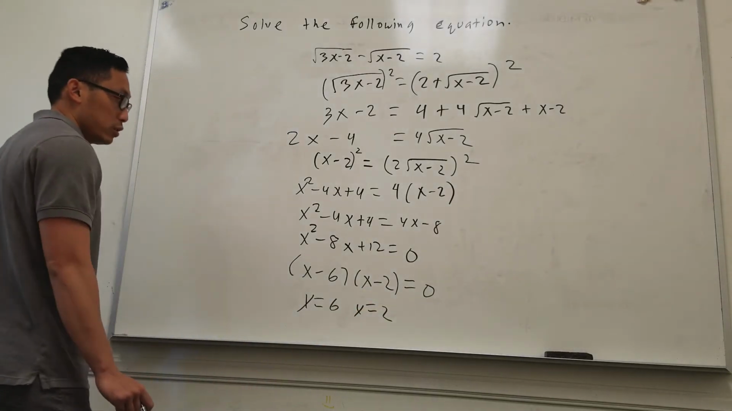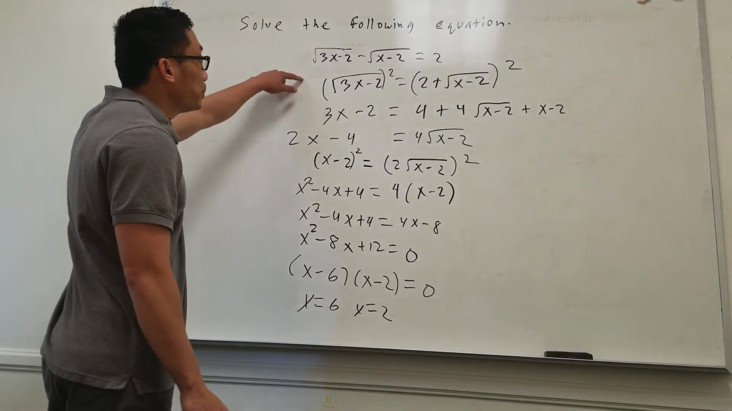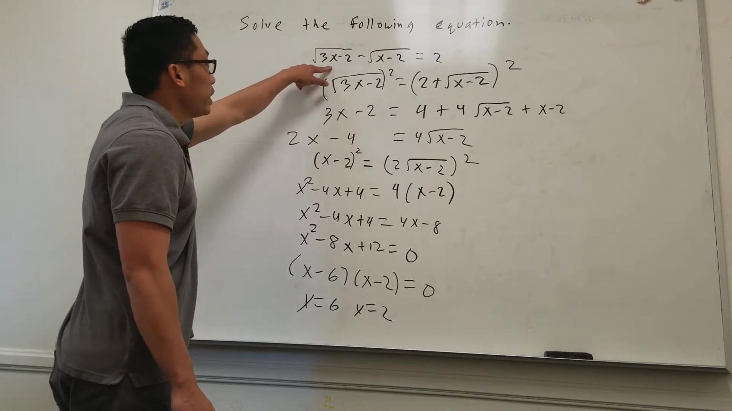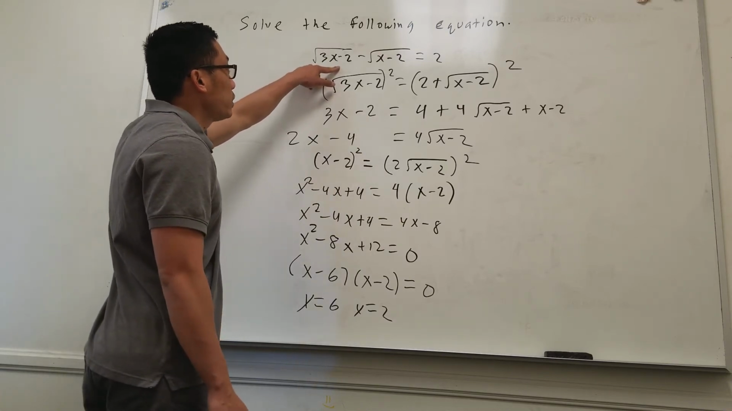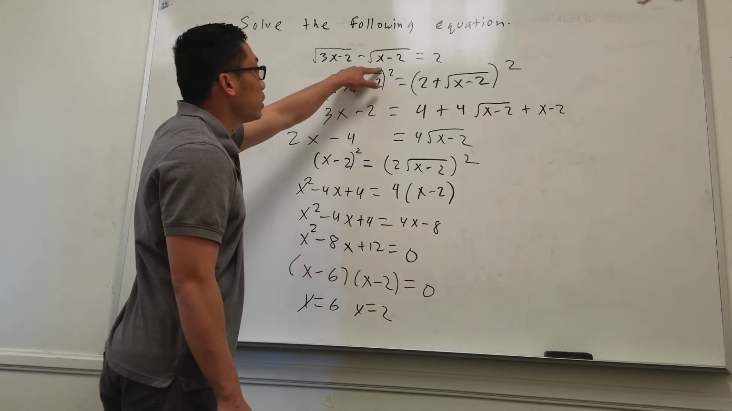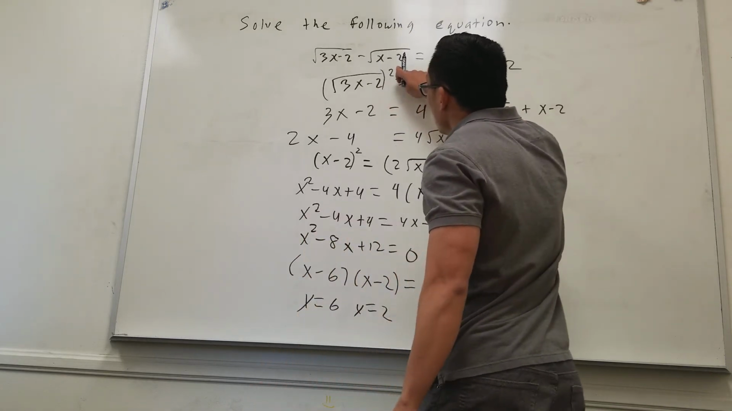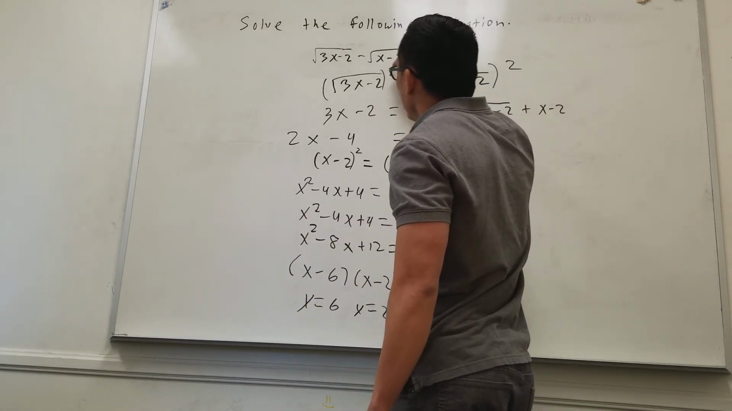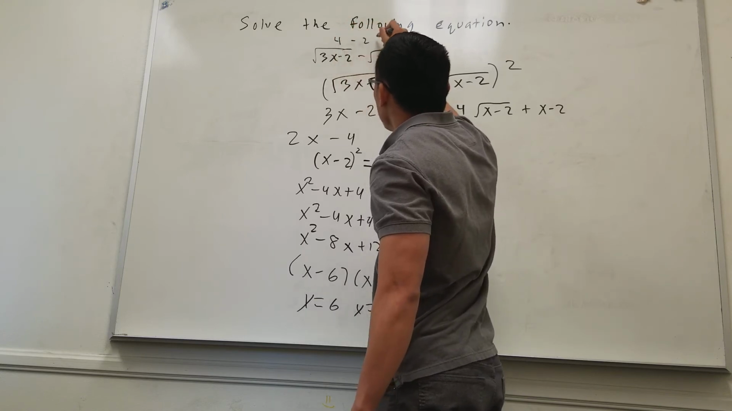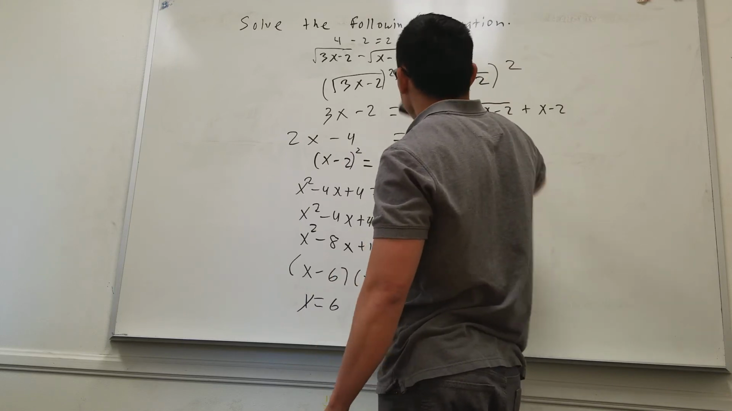Okay, just to make sure that they both work, we check it, we plug these numbers back in here. If I plug in 6 here, I'm going to get 18 minus 2, which is the square root of 16, which is 4. Then I plug in 6 here, and that's going to give me 4. The square root of 4 is 2. So if I plug 6 here, I'm going to get 4 minus 2. Is that equal to 2? Yes, it is, right? Now let's try 2 there.